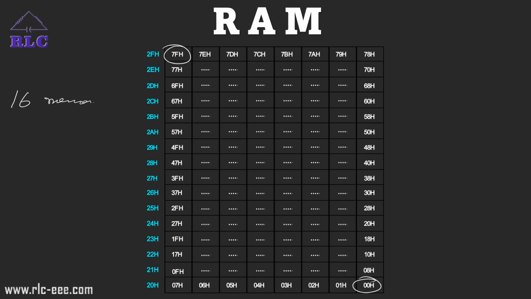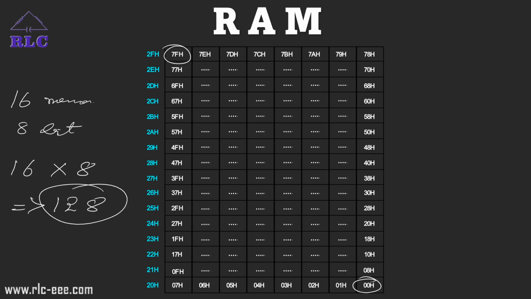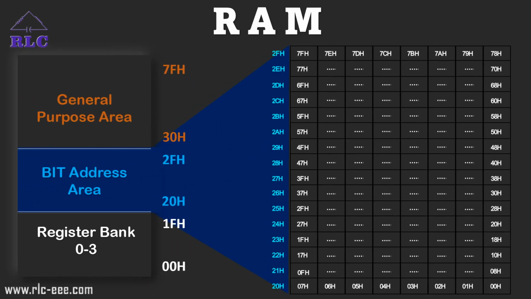We have 16 memory locations, and each memory location can have 8 bits of data. So in total we have 16 times 8, which is 128 bit addresses. We can store 128 bits of data, which can be accessed in the bit addressable RAM.